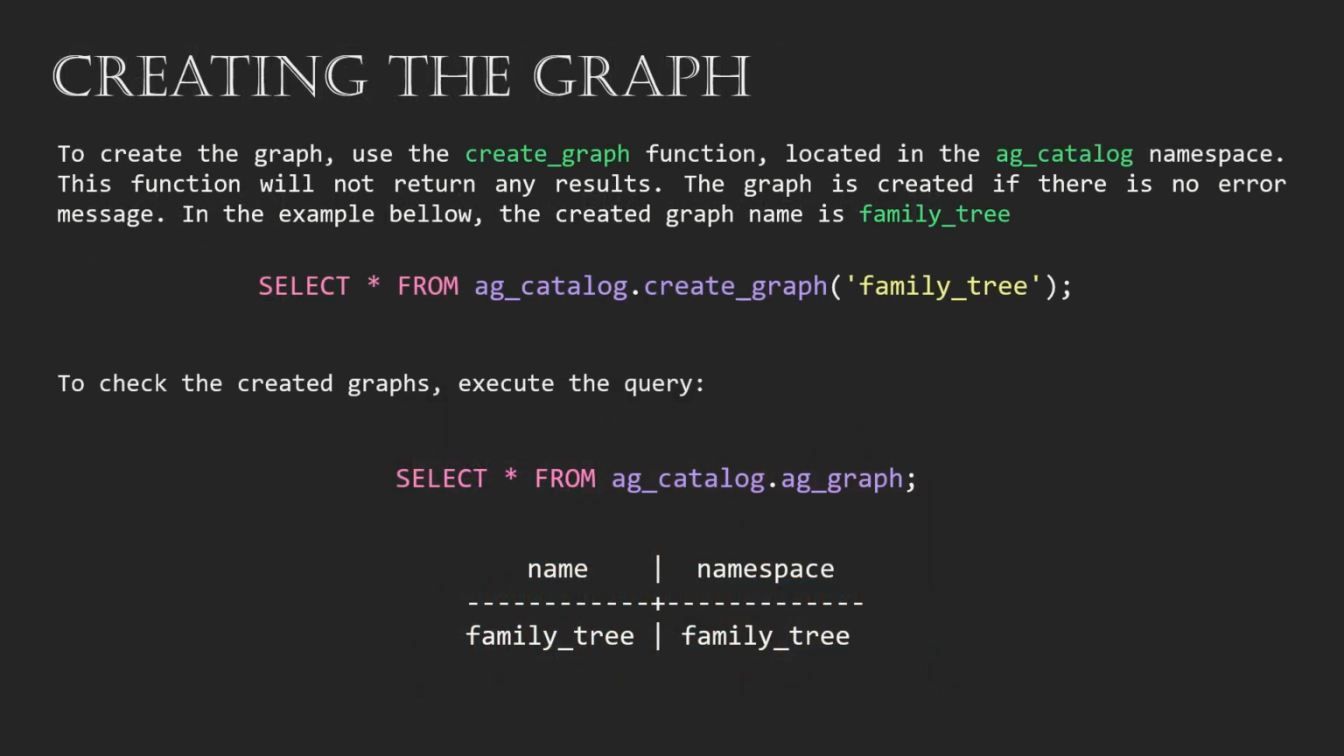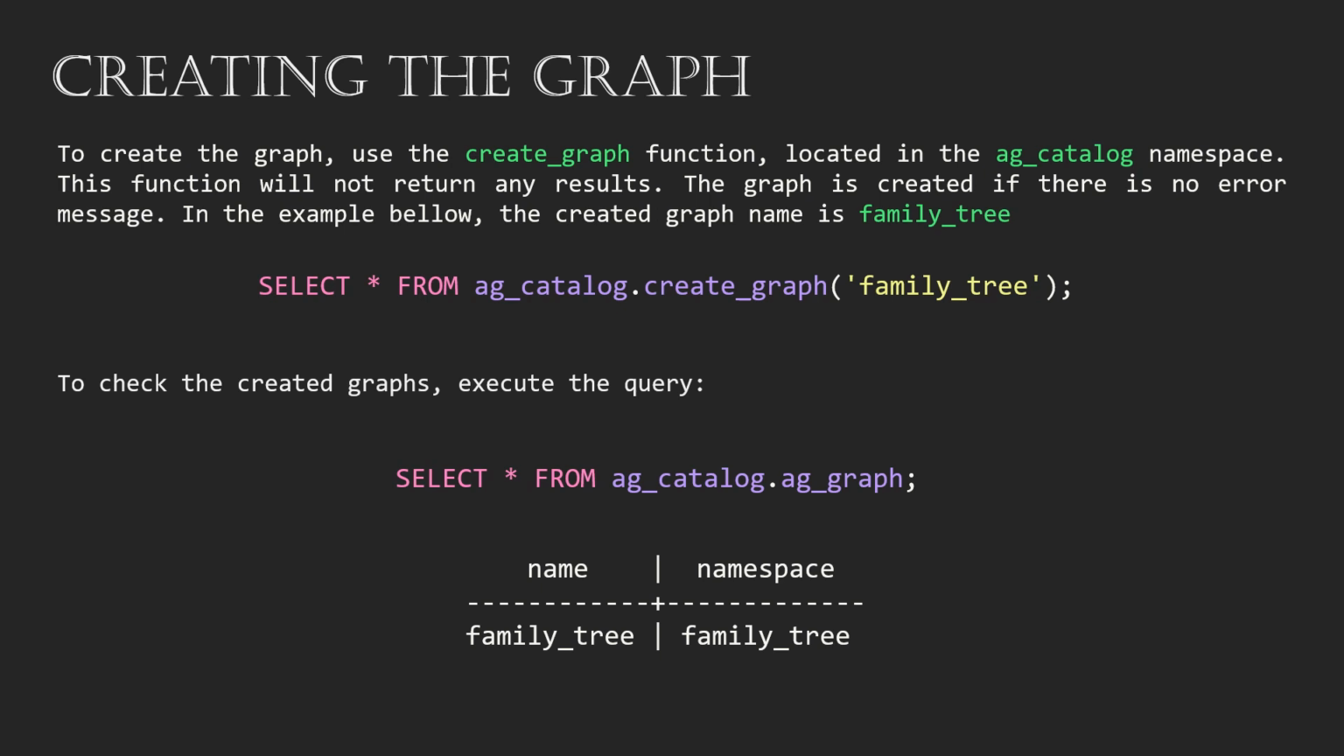So, to create the graph, use the create_graph function located in the AGE catalog namespace. This function will not return any results, and the graph is created if there is no error message. In this example, the graph name is family tree. So to check the created graphs, execute this query. Then it will return all the graphs available in the database.